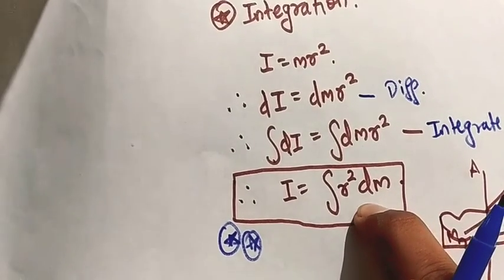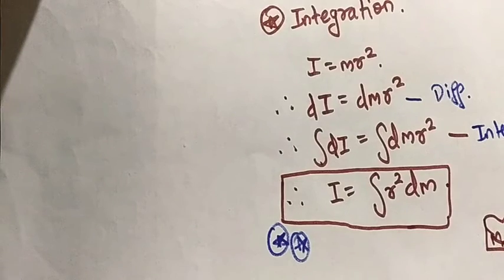I hope you got it. This is a simple derivation of moment of inertia of a continuous mass.